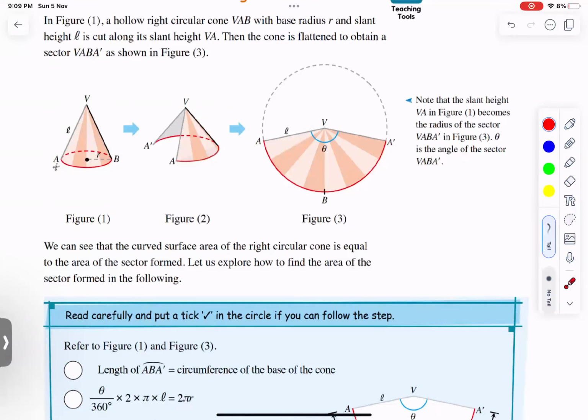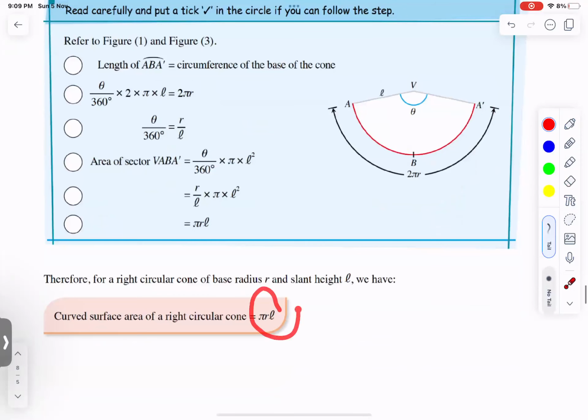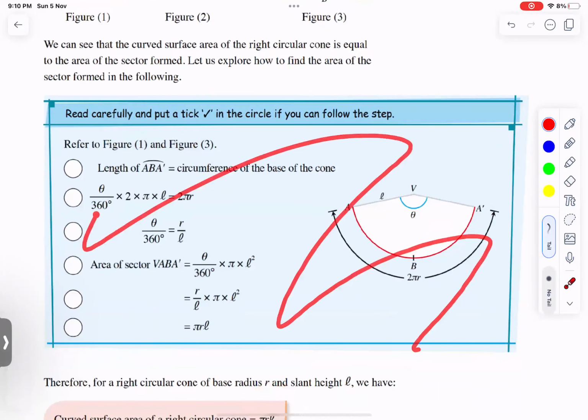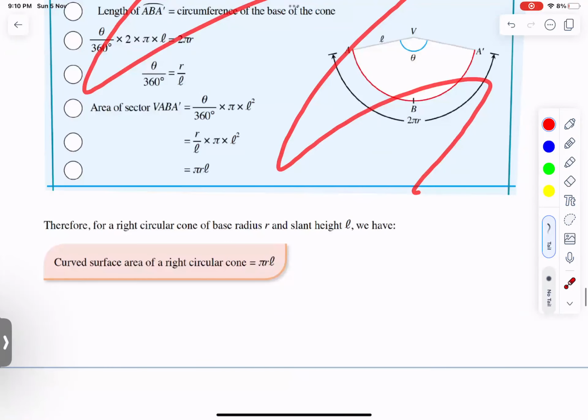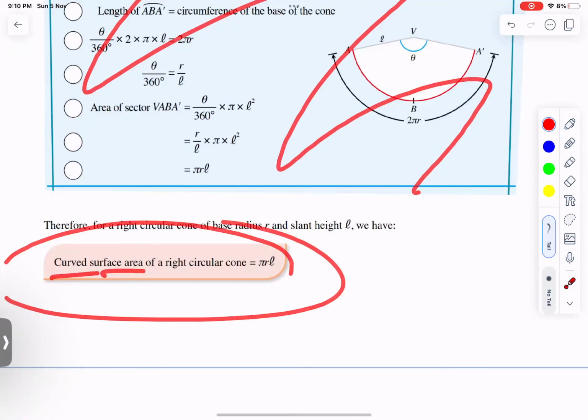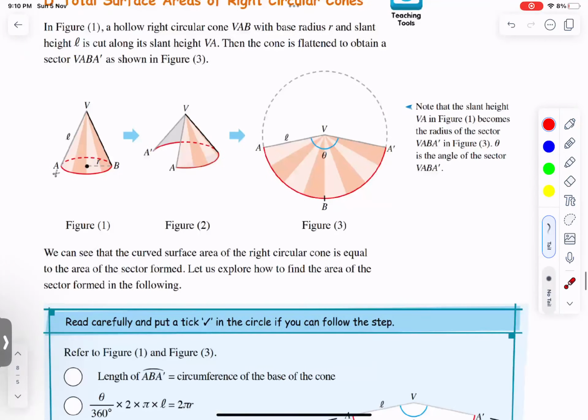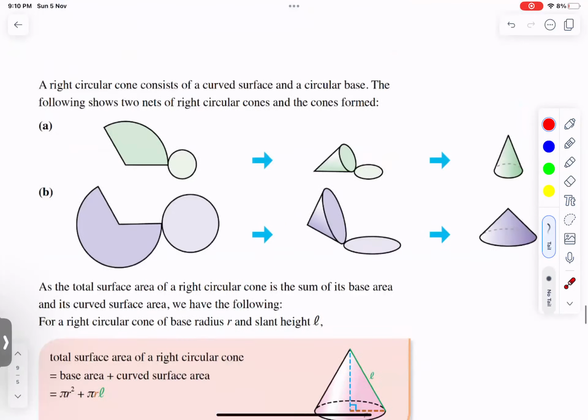So I can directly skip things for you. The explanations, we can do later in some other videos or some other class. So remember this thing. Curved surface area of a cone is pi r L. What is L? I know that r is the radius. L means the slant height. Okay, this part here.